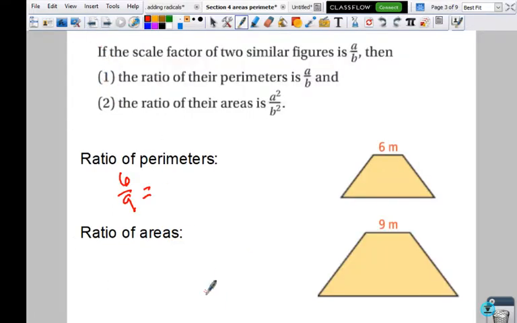Alright, so if I know that this ratio is 6 over 9, I know that the ratio of the perimeters also has to be 6 over 9. And if I know the ratio of these is 6 over 9, the ratio of the areas has to be 6 squared over 9 squared. So they've got to keep the same ratio, except when we look at areas, we have to square whatever we have.